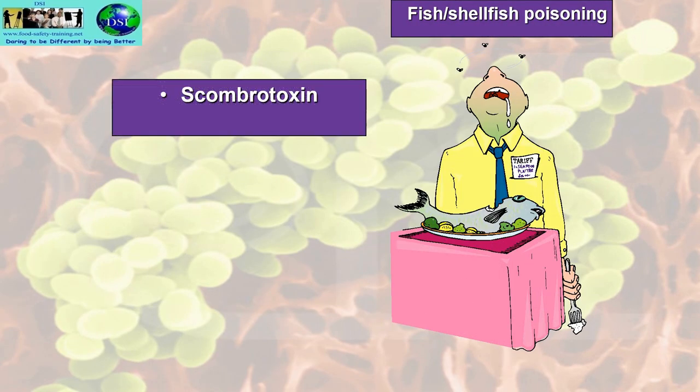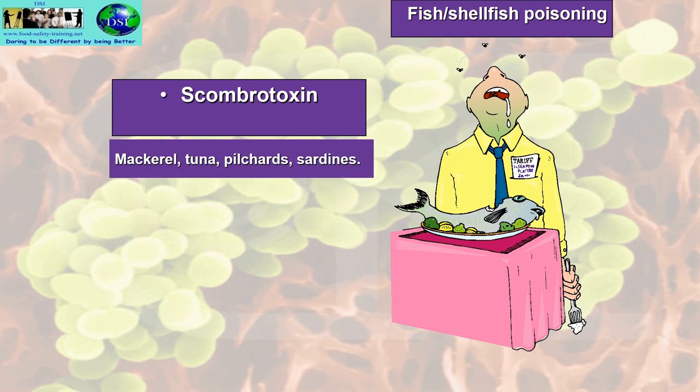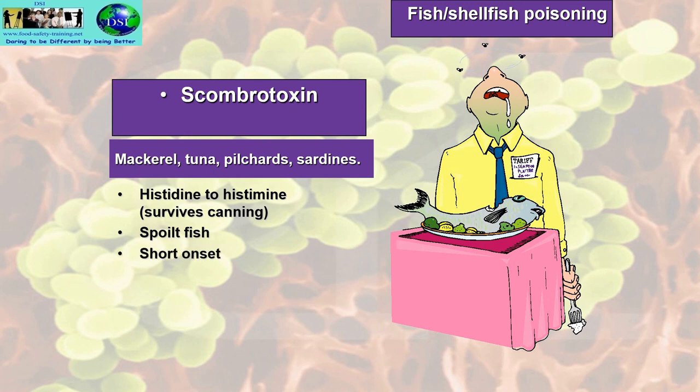Fish and shellfish poisoning. Different types of poison. One is called scombrotoxin. This can affect mackerel, tuna, pilchards and sardines. It's where histidine is turned to histamine and it survives the canning process. It can result from using spoilt fish. Never spoil your fish, folks. Always treat them the same as any other fish. There's a short onset of this toxic poisoning. It causes burning, rash, swelling, nausea, diarrhea and vomiting.